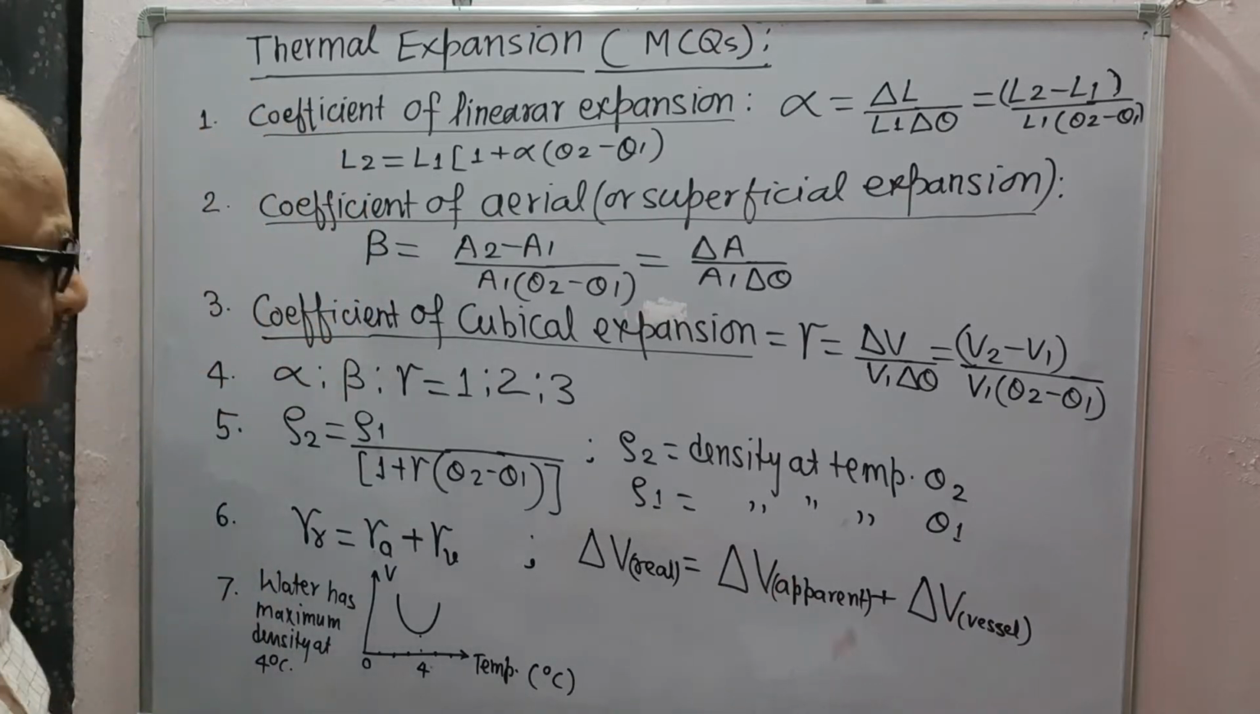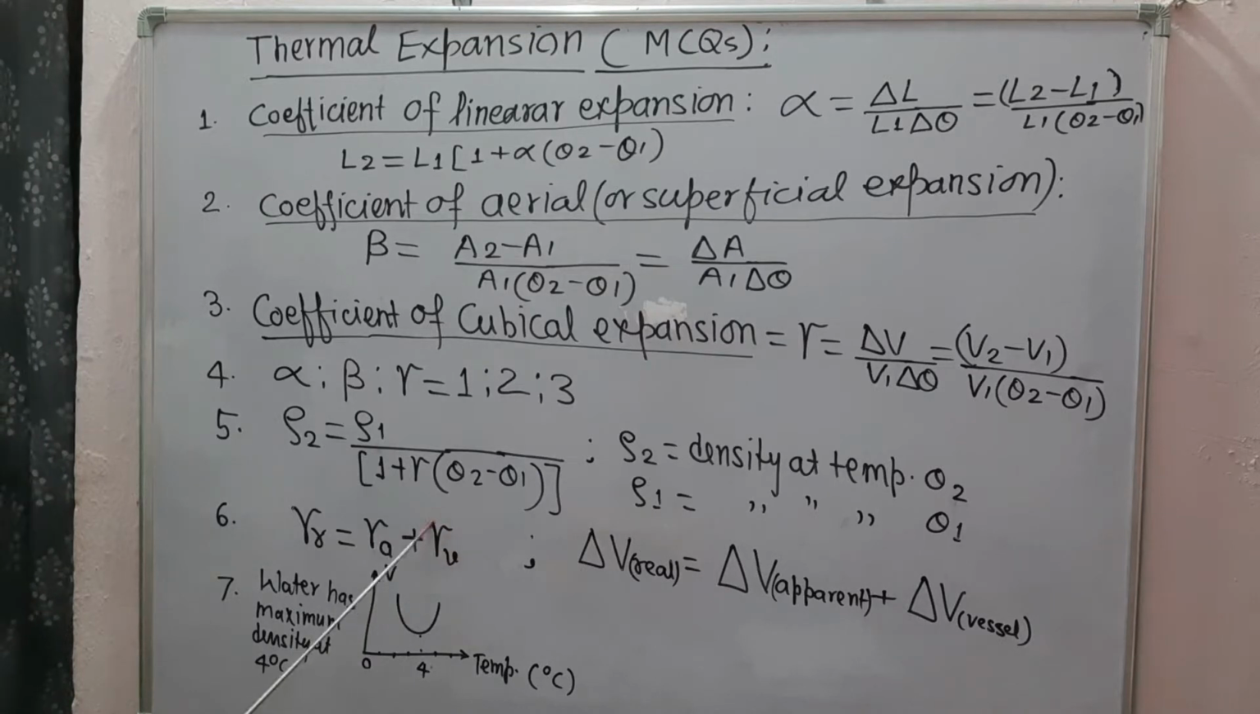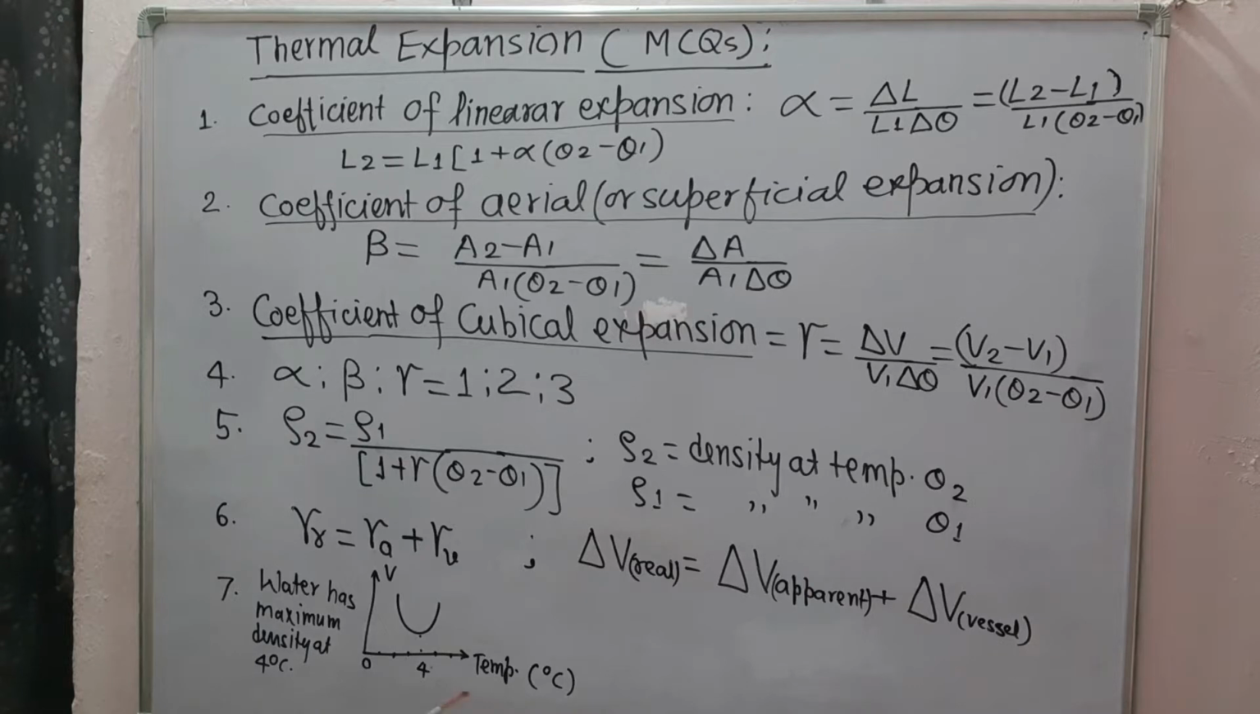And from this, we get the coefficient of real expansion is equal to the coefficient of apparent expansion plus the expansion of the vessel. Here, gamma V represents the cubical expansivity of the vessel.